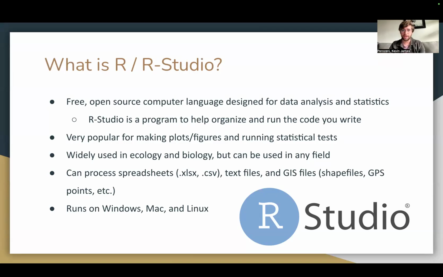You can process spreadsheets like CSV files, you can process text files, GIS files, so kind of what we talked about the one day with GIS, like shape files or GPS points. And I think the popularity also comes from R and RStudio running through Windows and Mac and Linux. So something like ArcGIS doesn't run on Mac. And so if you primarily use a Mac and you're trying to make maps, you might need to find some other output like QGIS, versus R and RStudio, which run on pretty much all devices.